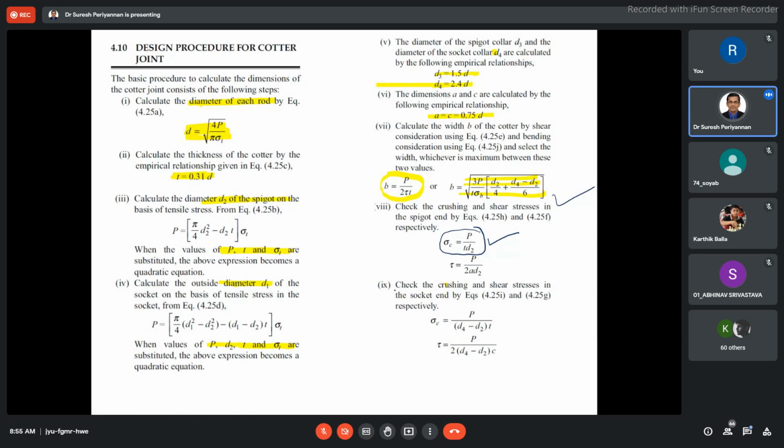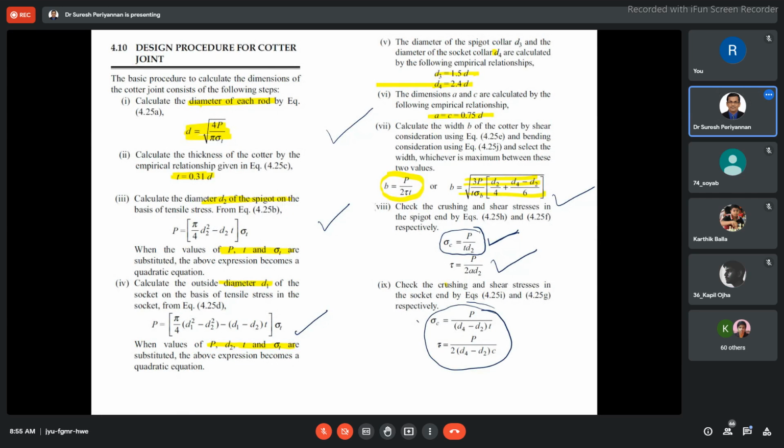Now, check the crushing and the shearing stress in the socket. Here, we are checking the crushing stress and shearing stress in the spigot, whether within the permissible limit or not. After calculating all the dimensions, we substitute here for finding the crushing stress. Is the crushing stress within the limit or not, from the given table. In a similar way, the crushing stress and shearing stress we have to find out based on the already designed dimensions.